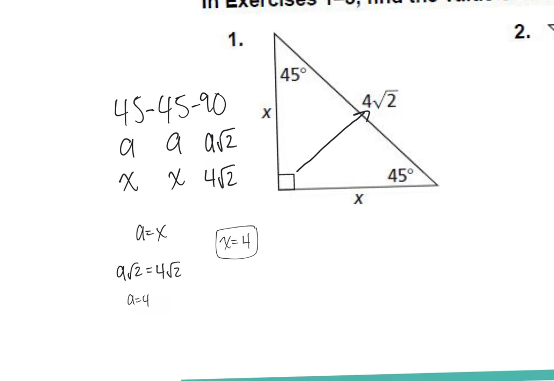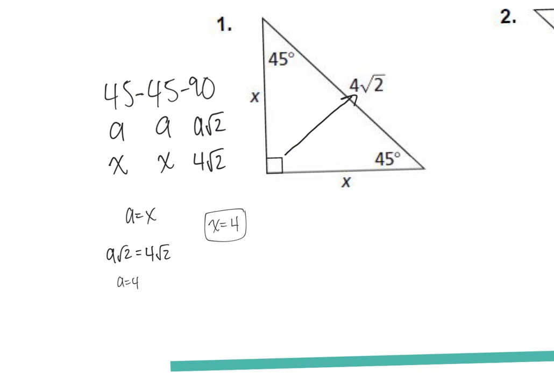Yeah, so for these 45, 45, 90 scenarios, you can absolutely use the Pythagorean theorem. This is going to be your A, this will be your B, and this will be your C. You square all of them, set them equal to each other. A squared plus B squared equals C squared. I personally think that this method is a little bit harder. I would stick to the special right triangle scenario.